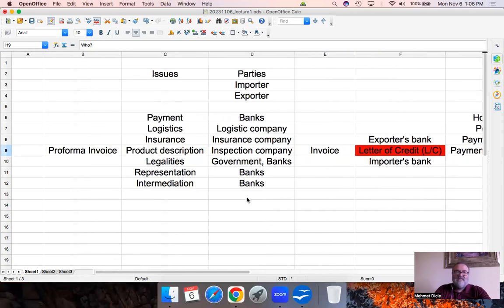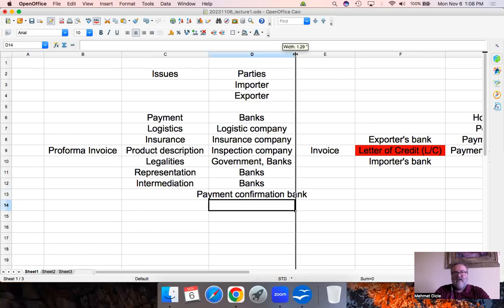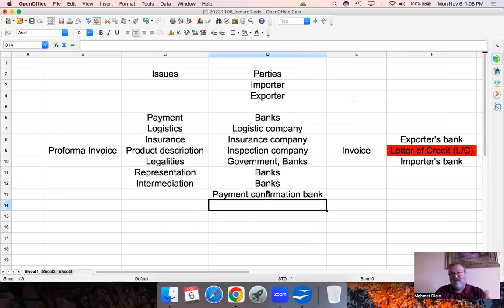So in this case, you actually may want to have a payment confirmation bank. Now, again, this can be any bank. In fact, it doesn't even have to be a bank. It can be a person.